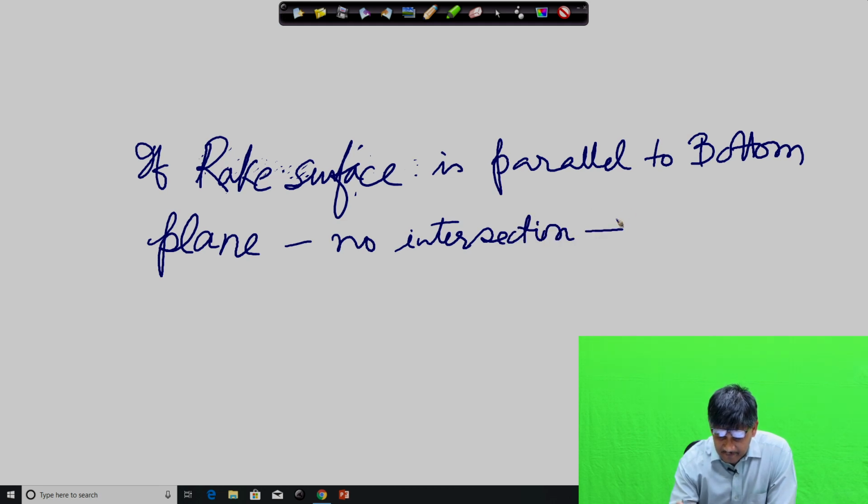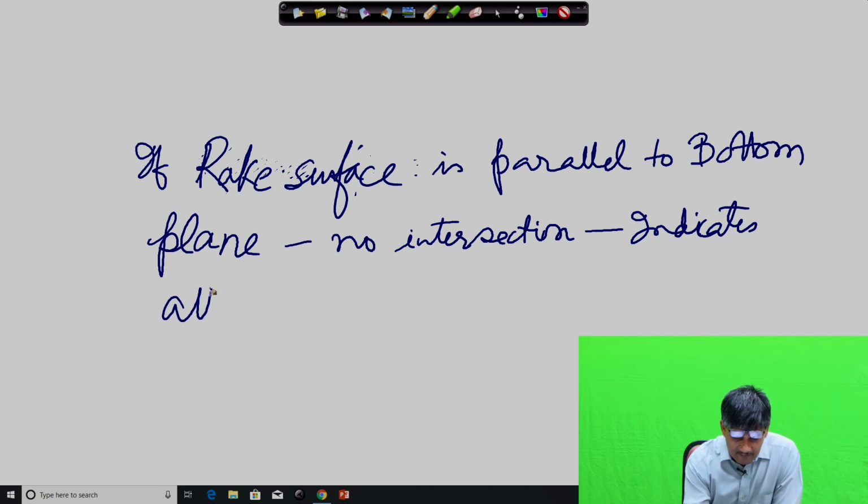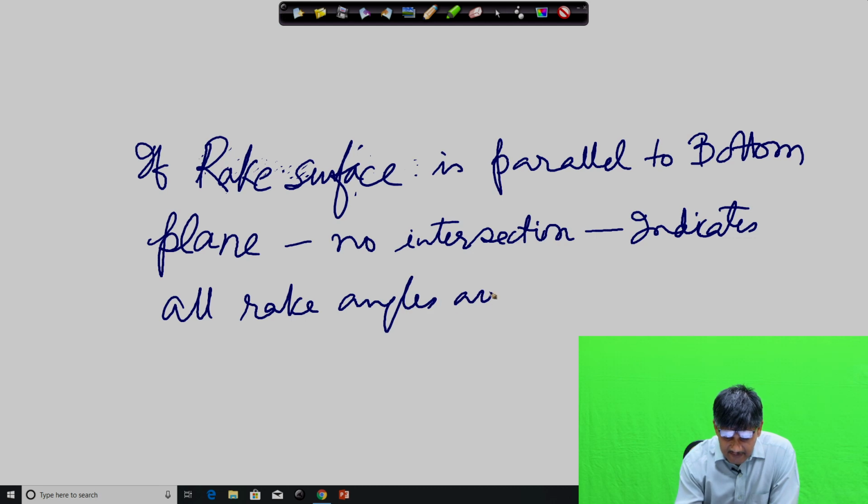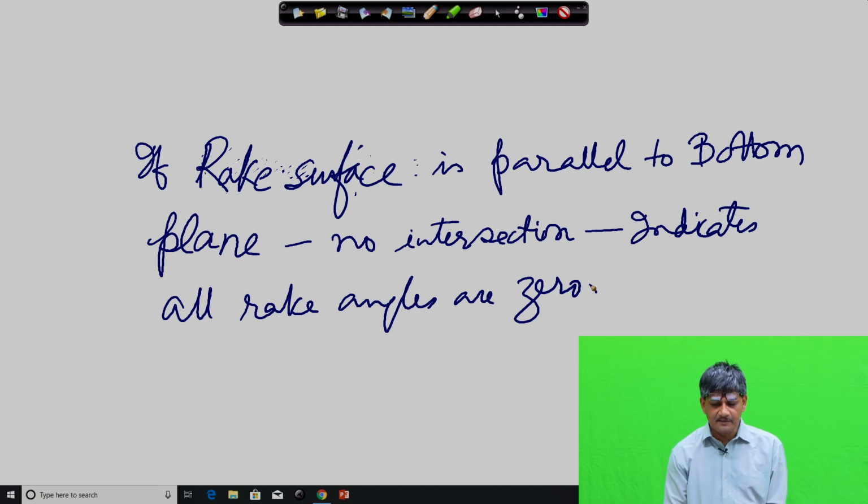and therefore, it indicates all rake angles are 0. This is what I wanted to say. I am extremely sorry if I made a mistake in framing the answer. Maybe I was saying over and over again, if the reference plane is parallel to the bottom plane, that is always so. If the rake surface is parallel to the bottom plane, there is no intersection, and it indicates all rake angles are 0. Okay.